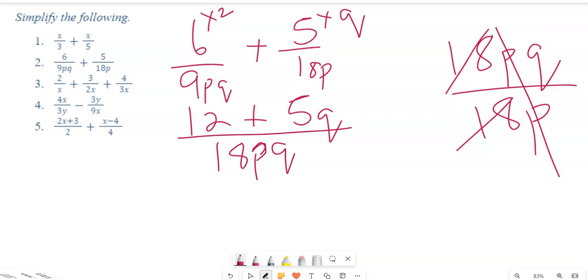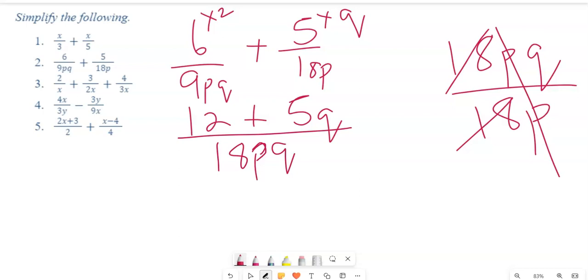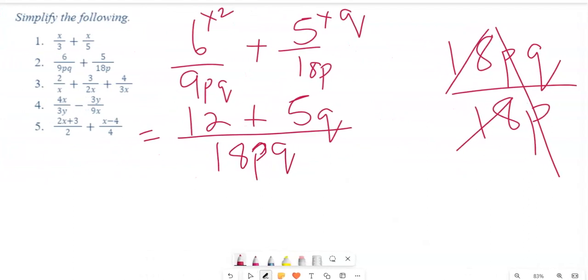They are unlike terms. Why? Because one has a Q and one doesn't. So we cannot go any further with the problem. That is the final answer: 12 plus 5Q, all divided by 18PQ. I will look at the other examples in another video because I do not want this video to be too long. Bye.